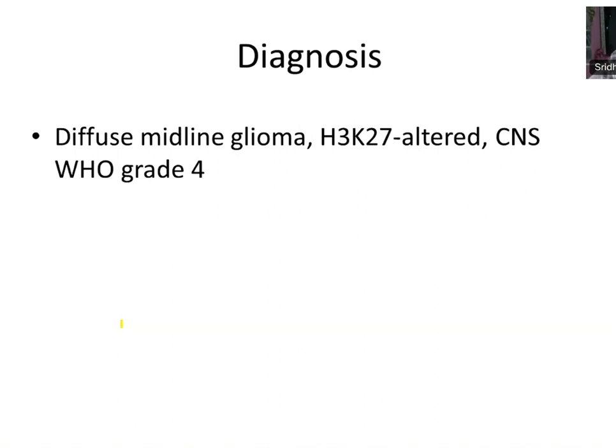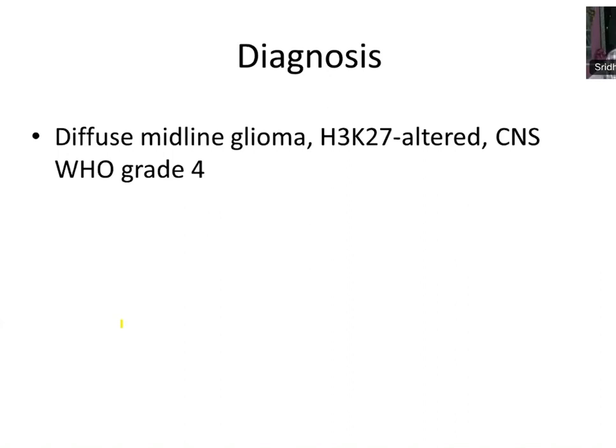The best way is to use a combination of H3K27Me3, which should be lost in mutant tumors, and the positive marker H3K27M. So H3K27M will be positive, that is mutant, with loss of H3K27Me3. Both will help you say that it shows 100% concordance with molecular sequencing. You don't have to subject it to any additional molecular marker to diagnose it. This is diffuse midline glioma, H3K27 altered.